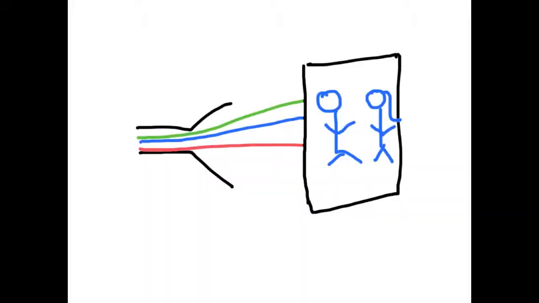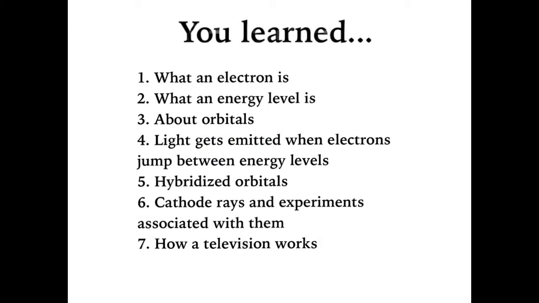So in this video, you learn that electrons are a thing, a very important thing. You learn that electrons jump around on energy levels and are arranged in 4 types of orbitals. You learn that light gets emitted when electrons jump between energy levels, what a hybridized orbital is, and finally you learned what a cathode ray tube is and how beams of electrons are responsible for TVs.